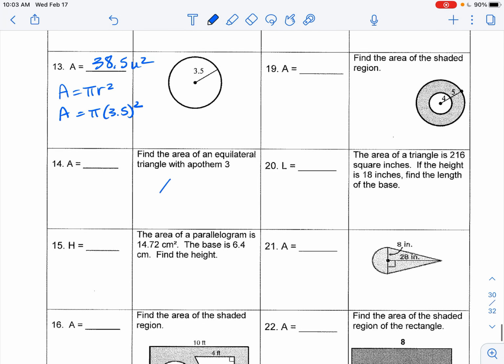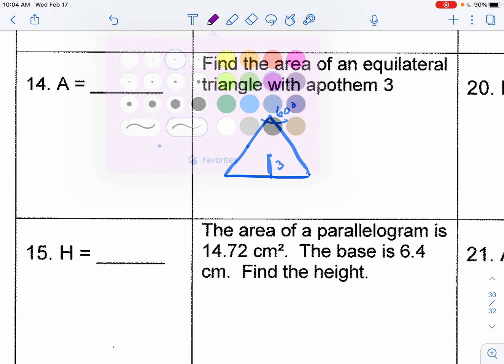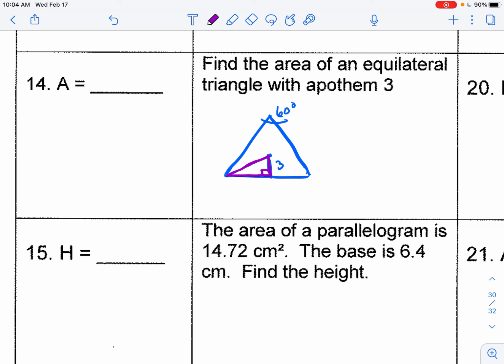In 14, find the area of an equilateral triangle with an apothem of 3. Okay, so an equilateral triangle is going to have angles that are 60 degrees. And so if I go ahead and draw in, whoops, sorry, that's supposed to be straight. This is going to be a 30 degrees. So we have a 30, 60, 90. X, x root 3, and 2x. So I know across from my 30 is 3. That means across from the 60 is going to be 3 roots 3.